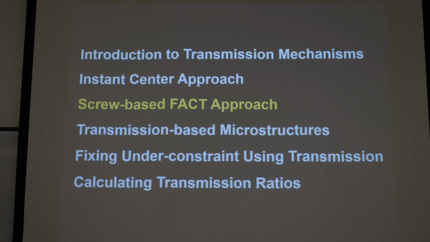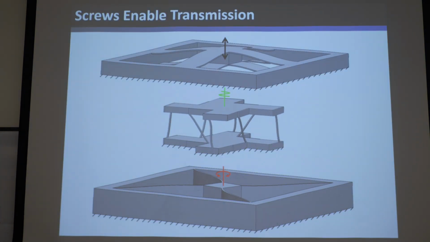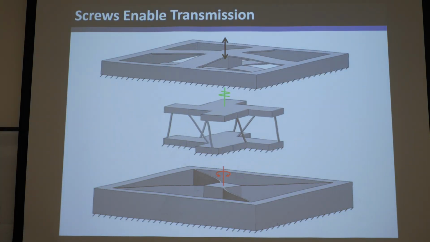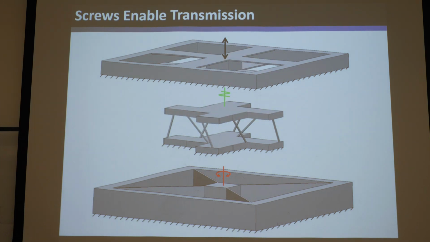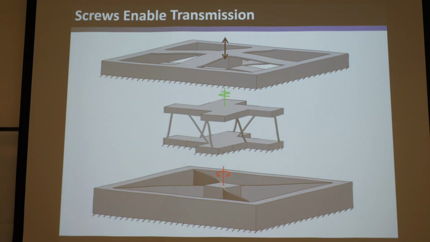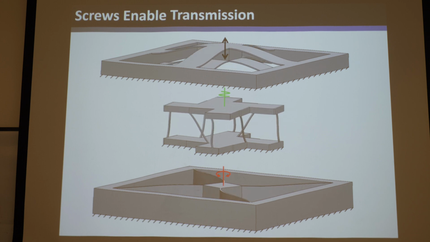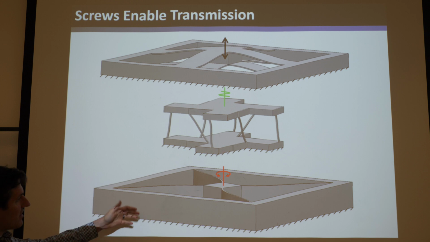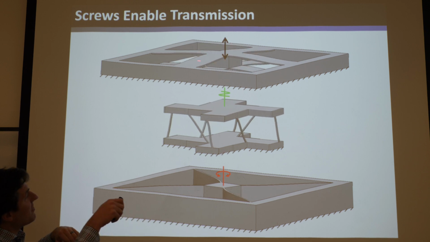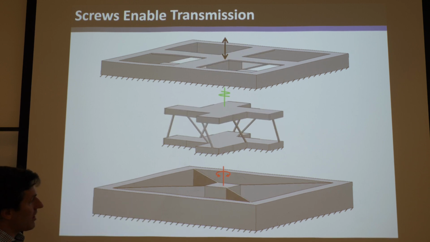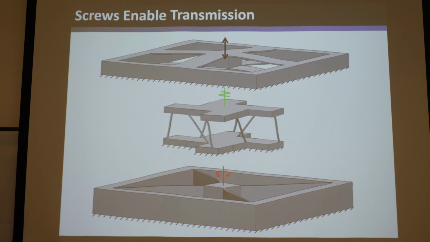Okay, so now let's do the screw-based FACT approach. So I'm going to show you how FACT can be used, the principles I taught you with FACT, how they can get transmissions. Okay? So there's many ways you could use FACT to design mechanisms of transmissions, but one of the absolute keys I realized as a PhD student when I was trying to look for applications for screws. Okay, so you might recall these mechanisms. Here you get a rotation, here you get a translation, and here you get a screw, right?